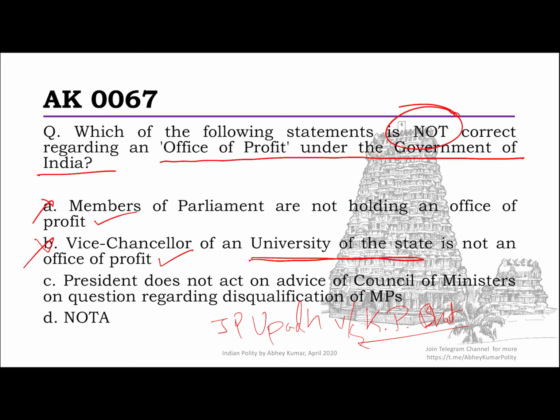Then, President does not act on the advice of Council of Ministers on questions regarding disqualification of MPs. I am sure you know, you're learning that the President in this kind of situation will act on the advice of the Election Commission. So this is also a correct statement and hence a wrong option for this question. So the correct answer for this question should be none of these. All of these are correct statements.